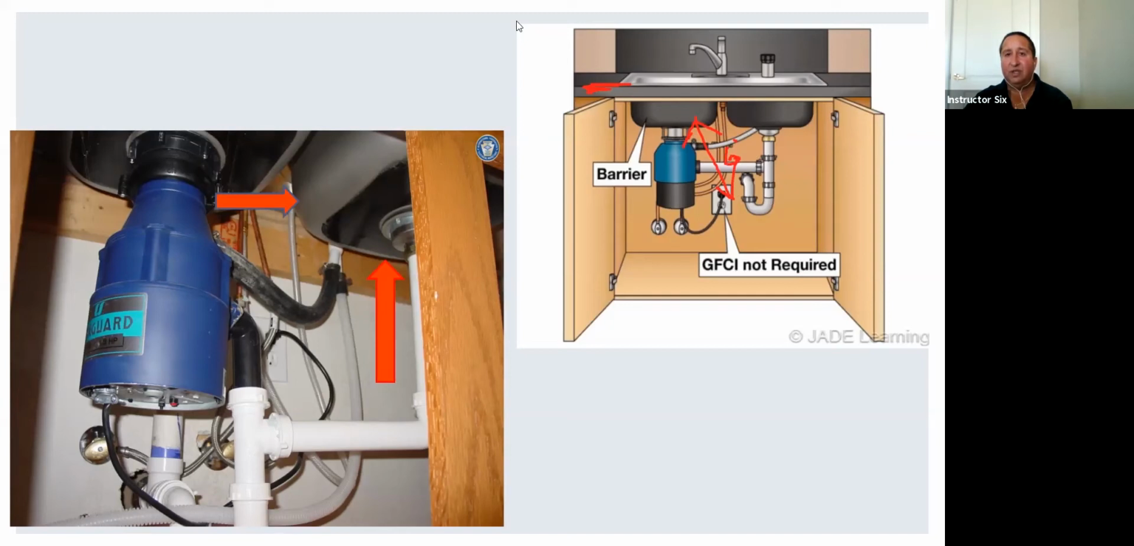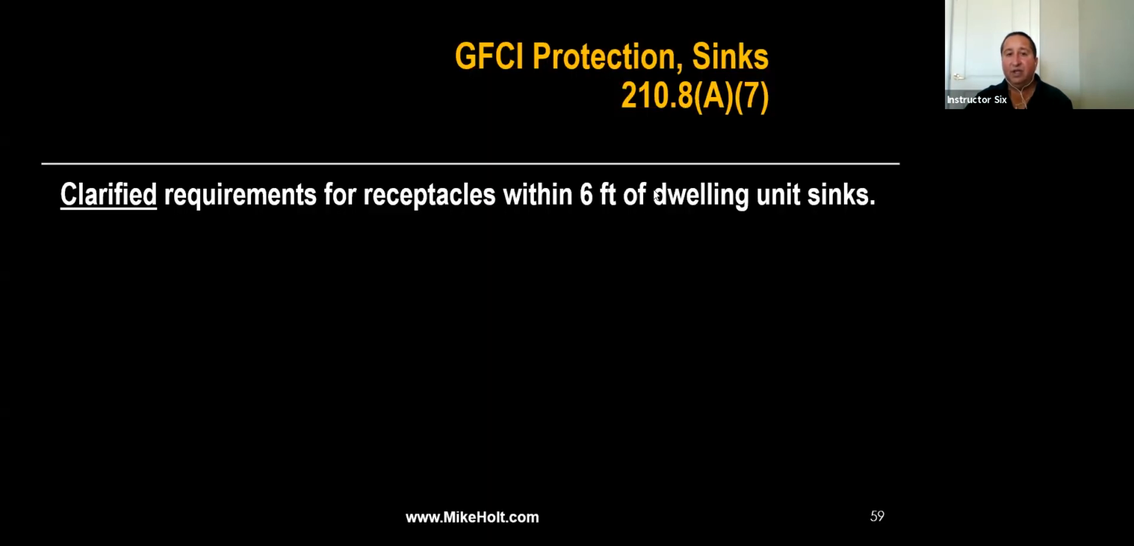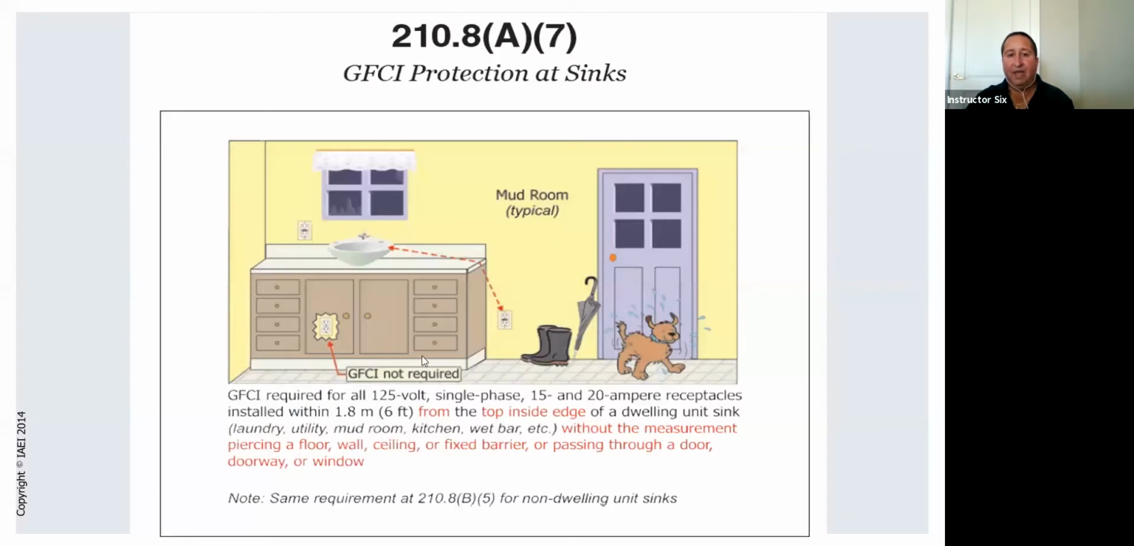So it's important to understand that. So they took that out in the 17 code. And here you could see that underneath here you don't need it, but here's the top of a sink. Okay, at the edge of the sink, and that's the key word, from the top, inside edge of a dwelling unit sink. From here to here is 6 feet. You're going to need one.